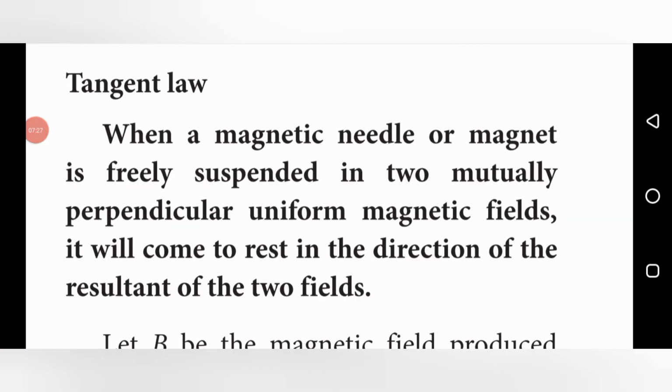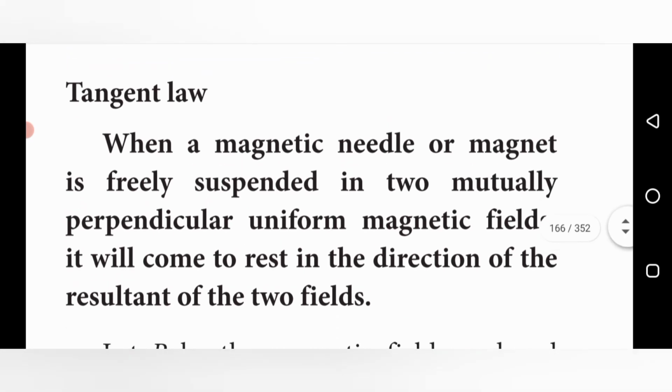Before seeing the construction and working of this tangent galvanometer, we see the tangent law first. The statement: when a magnetic needle or magnet is freely suspended in two mutually perpendicular uniform magnetic fields, it will come to rest in the direction of the resultant of the two fields. What is the meaning of that? In your lower classes, we generally suspend a bar magnet using a thread. It is freely suspended, and it comes to rest in the north and south direction.